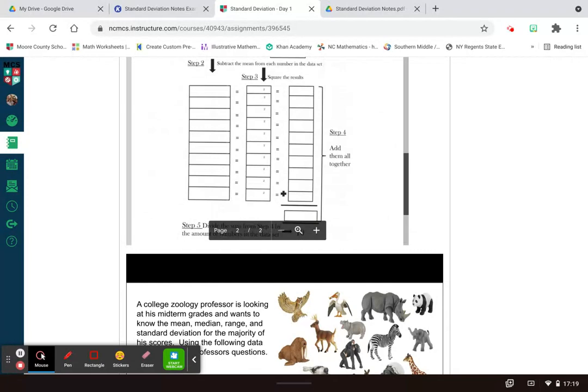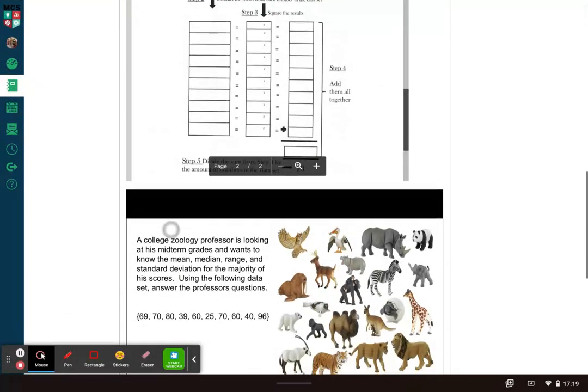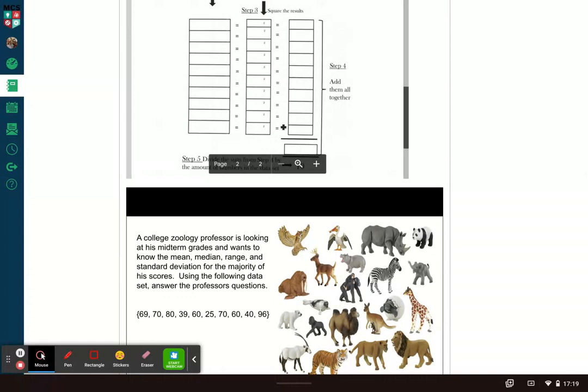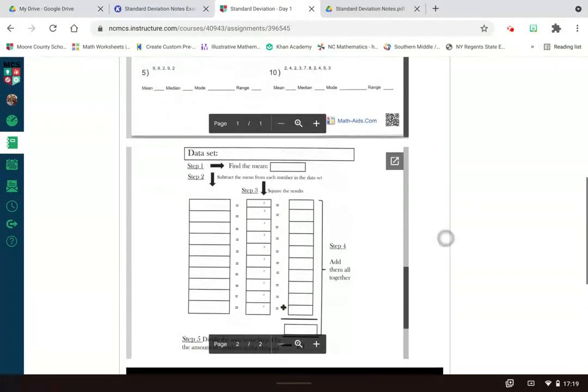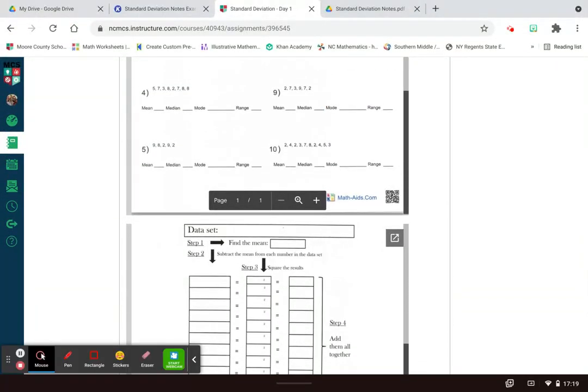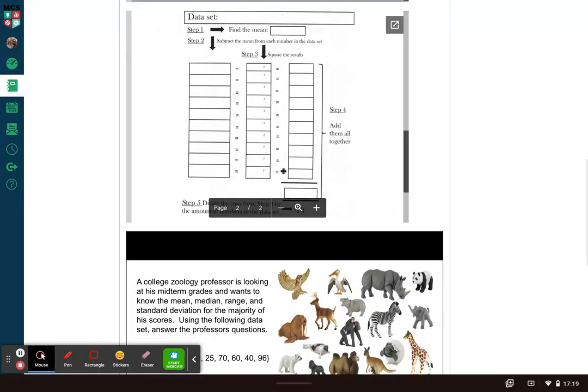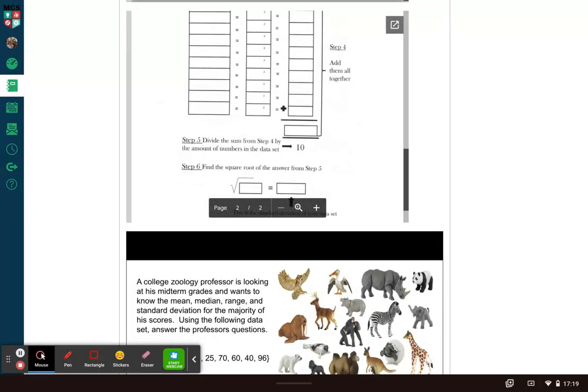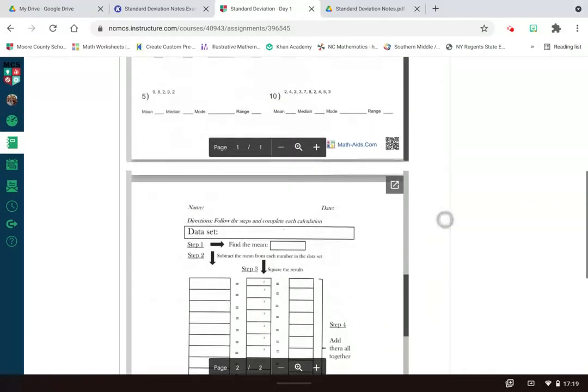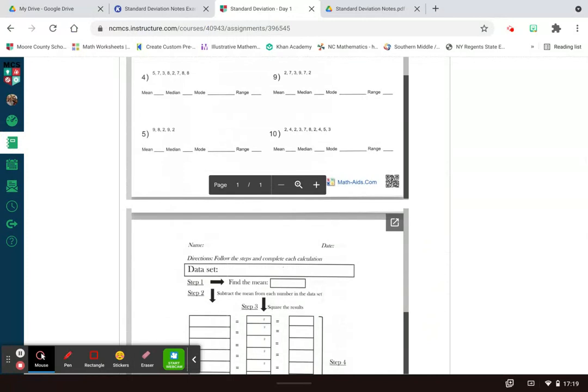Okay, so what you're going to need to do is take all of these numbers here, the 69, 70, 80, 39, etc. And then once you find your mean, you're going to subtract the mean from all of those numbers, just like we just did, square the results, add those results together, and then divide those results by 10, and then find the square root of that number, and that number is going to be your standard deviation. Okay? So go ahead and do that, and then upload a copy of your completed work to Canvas.